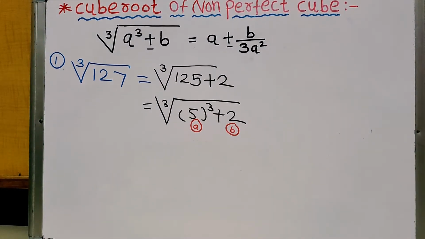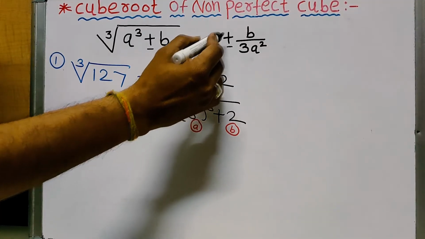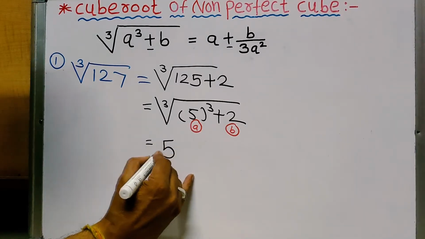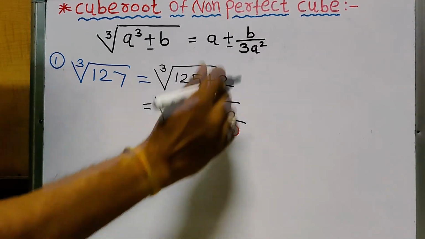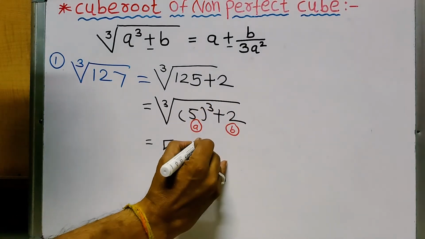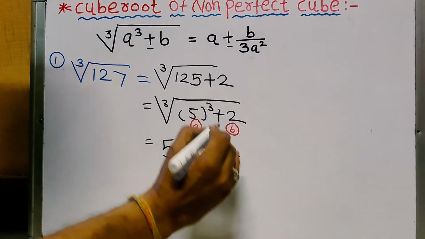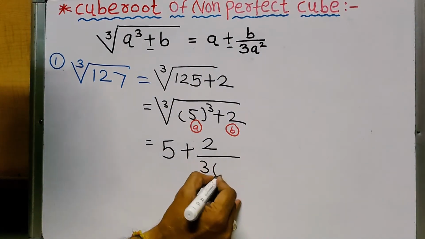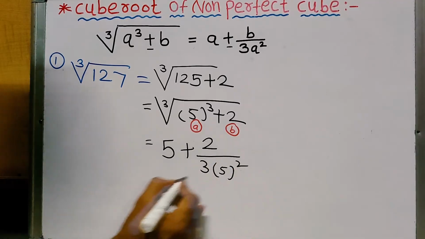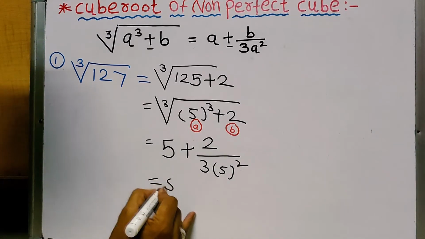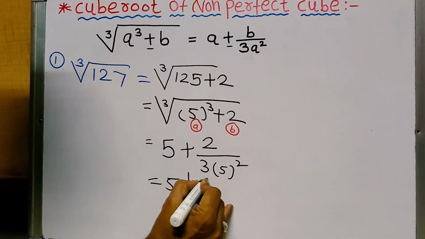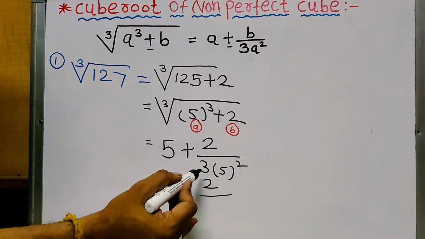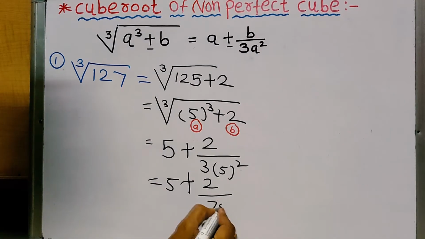Now using the formula, that means a plus b upon 3a square: 5 plus b, where b is 2, upon 3 into a square. What is a? a is 5, so the square of 5 means 25. So 5 plus 2 upon 25 into 3, which is 75.